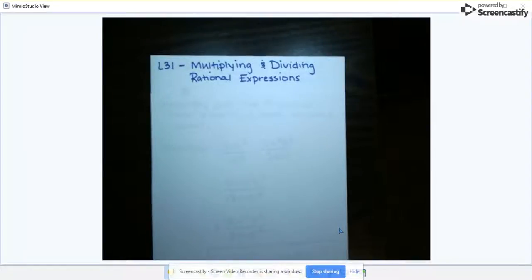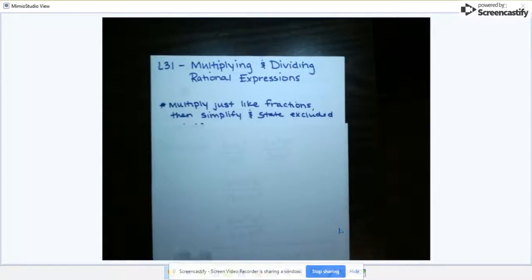Today we're going to multiply and divide rational expressions. So remember, rational expressions are just fractions, or the quotient of two polynomials. So we have variables in the top and the bottom. We are going to multiply and divide just like we do with regular fractions. So we're going to multiply straight across the top, straight across the bottom. We can cross simplify when necessary, and then we're always going to state our excluded values as well.